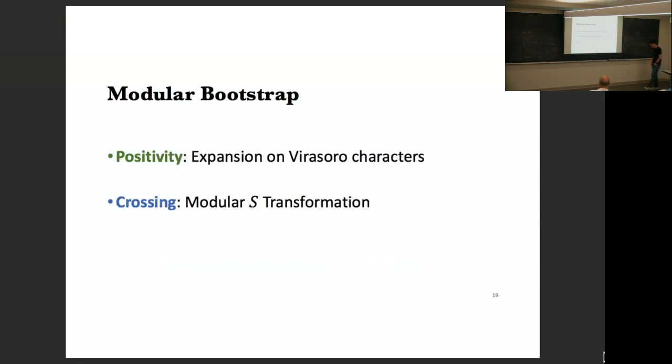So as usual in any bootstrap program, there are two ingredients that are necessary. The first one is that you have to have a positive function. You have to have some functions that, when you expand them on certain basic functions, have positive coefficients. In the case of the usual four-point function conformal bootstrap, you have to start with a four-point function. Oh, yeah. Question on the previous part.